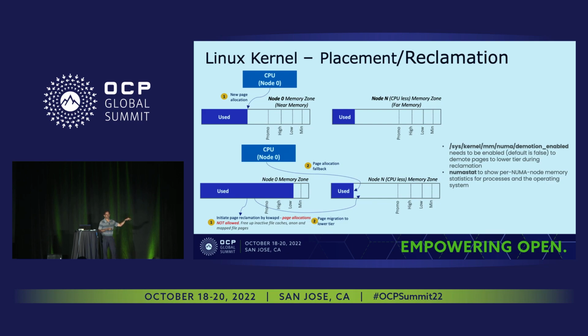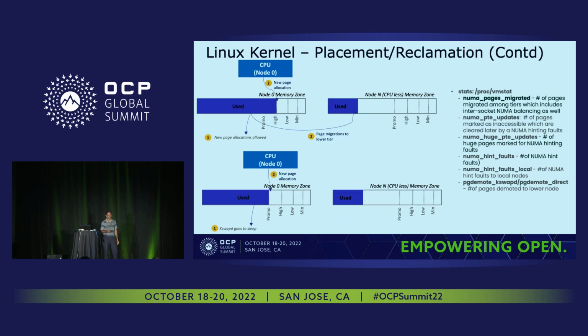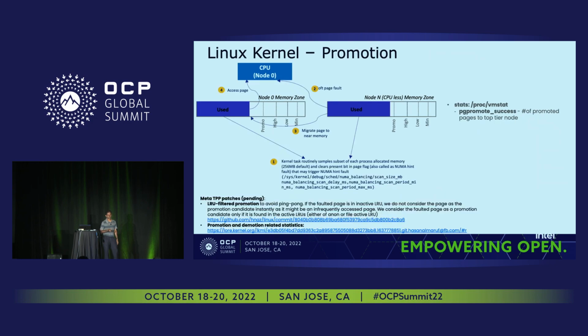In this case, it is the CXL memory buffer, assuming that it is a single socket. But there are lots of permutations and combinations if it is a dual socket. Once it reaches the high watermark, the new allocations can happen on the near memory, the page migrations will continue to go to the lower tier, and after that, the kernel swap daemon goes to sleep.